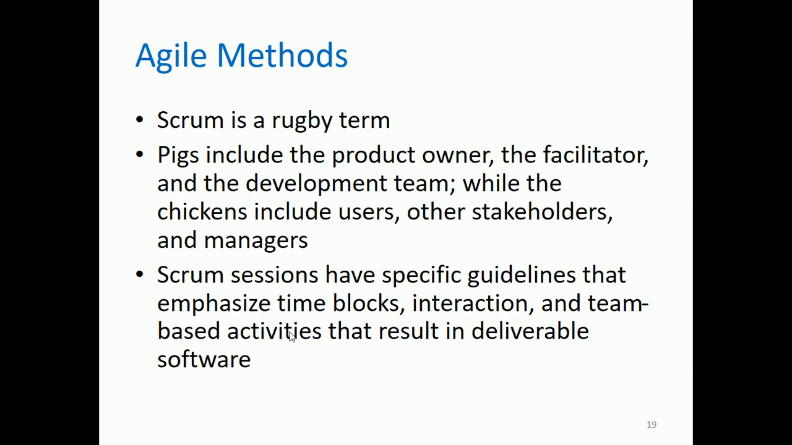So this is an example of agile methods. Actually, if you're going to search the internet, there are newer agile methods that exist. So this is a very popular one. So we have this Scrum. Scrum is a rugby term. Inside this Scrum framework, pigs include the product owner, the facilitator, and the development team, while the chickens include users, other stakeholders, and managers.